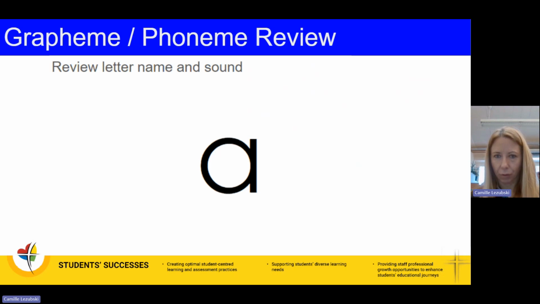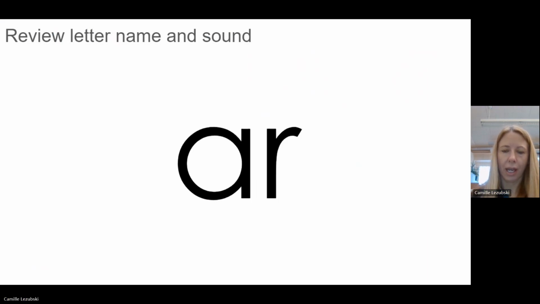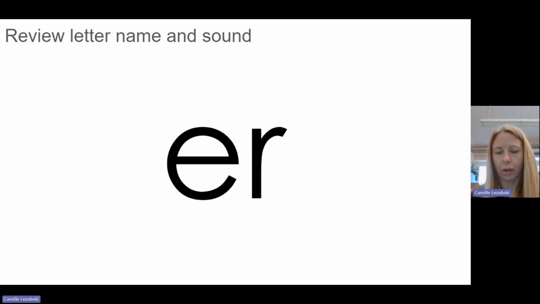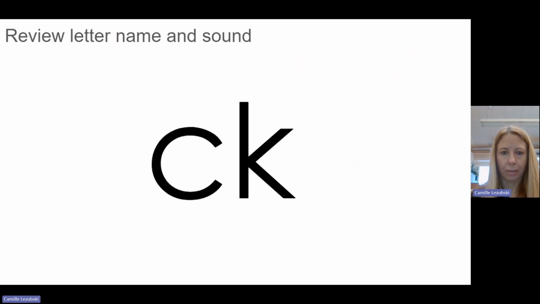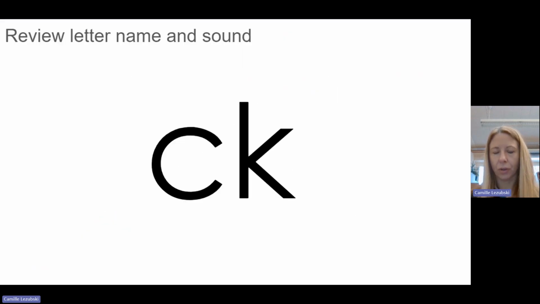Then it goes into grapheme phoneme review. And all it is, you want the kids to say the name of the letter and the sound. So A, I, E, U, O, AR, OR, ER, IR, CK, K. And the reason that is important is it allows the kids to see the graphemes together. So like AR or CK, they see it as a unit. And there's lots of review to help them get to mastery.